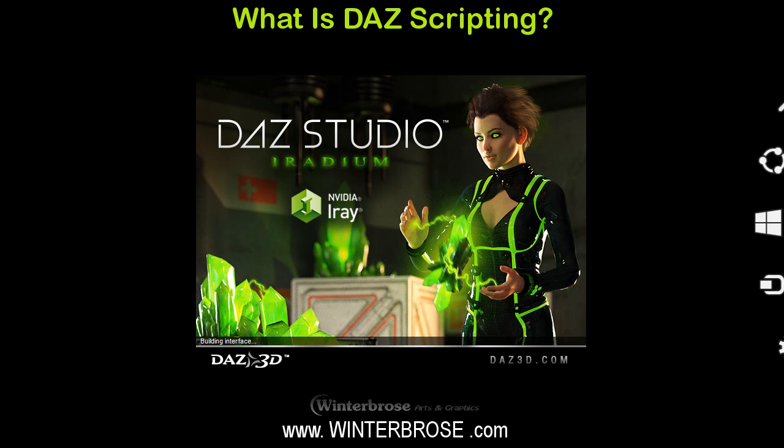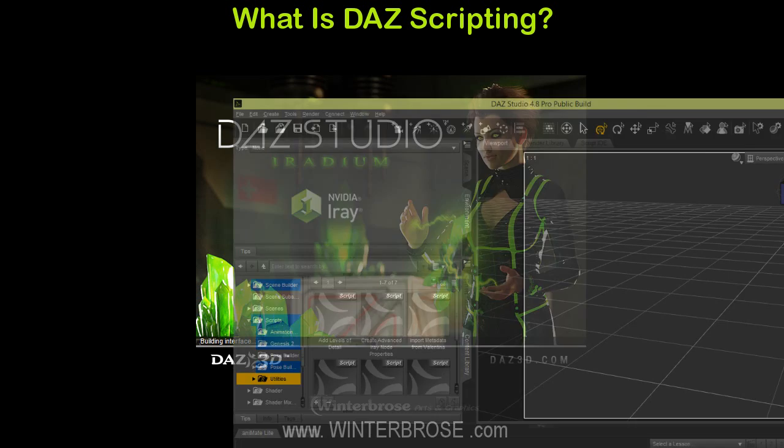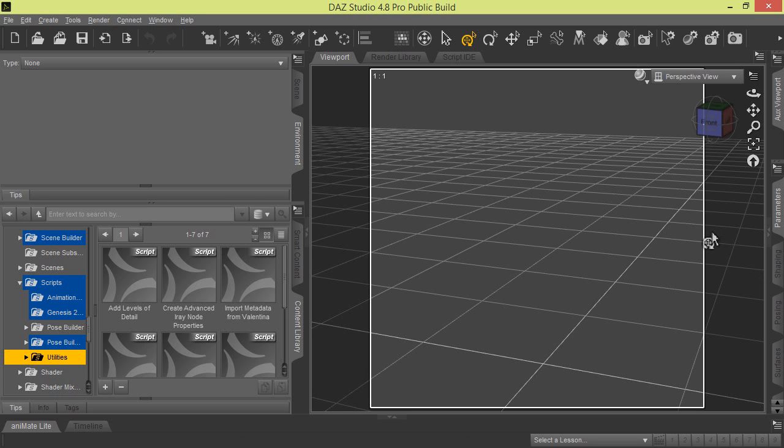In this video segment we're just going to briefly explain what Daz Scripting is. Essentially, Daz Scripting is a programming language. The difference between regular programming languages and scripting is that scripting is intended to control an application, and in the case of Daz Scripting, it's intended to control the Daz Studio application.